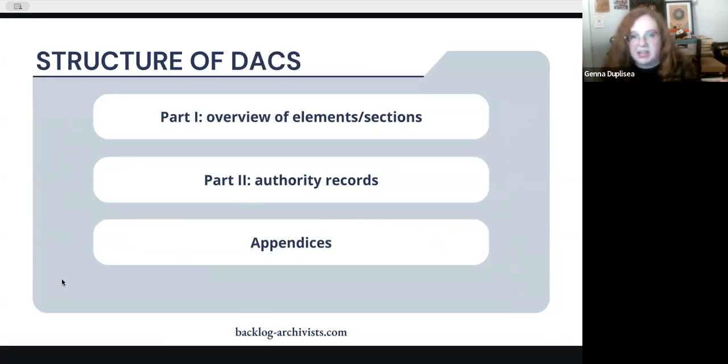So DACS has 3 sections. The first part goes over the 25 elements, which are also sections of a finding aid. So we're going to go through all of those. Part 2 deals with archival authority records. So as I mentioned before, how do you consistently talk about a topic or a person, and how do you maintain that consistency over time? And then there are 3 appendices as well. Next slide, please.